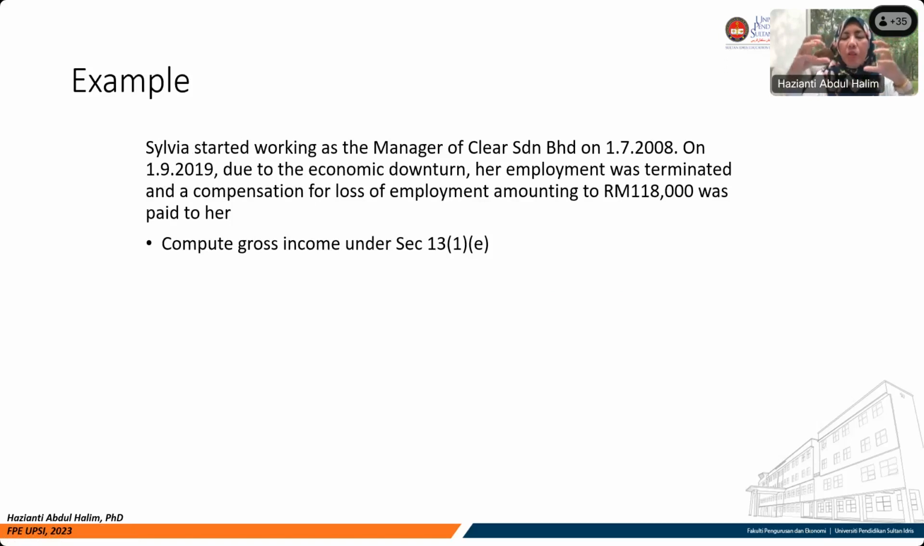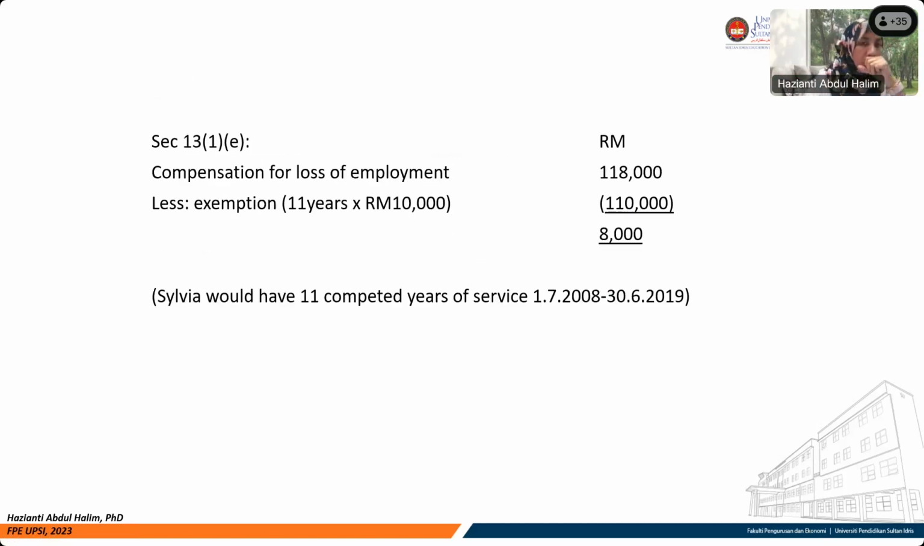Dia kira tahun 2019 tu dia kerja tak cukup, tahun tu tak cukup. So exemption 11 years, daripada Julai 2008 sampai Jun 2019, 110,000. So even though she gets 118,000 for her loss, for her compensation, she will be taxed only at 8,000. 110 ni exemption. Dia tak kena tax on 118,000 lah.